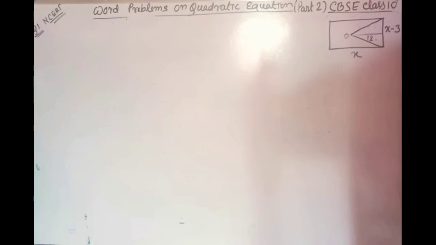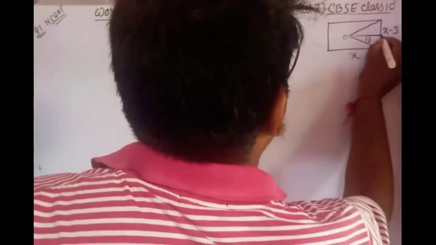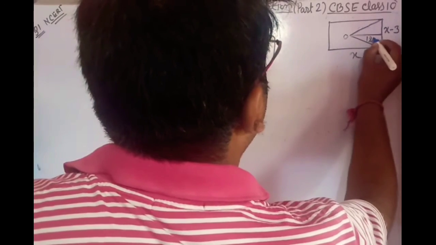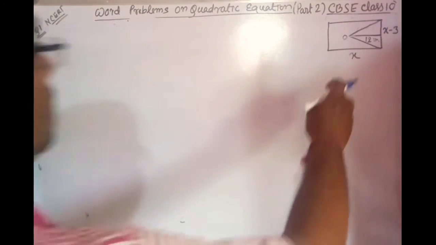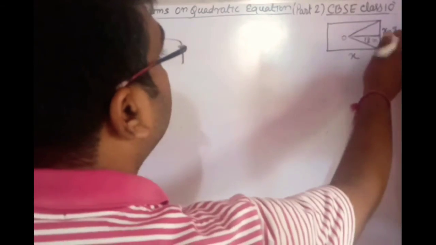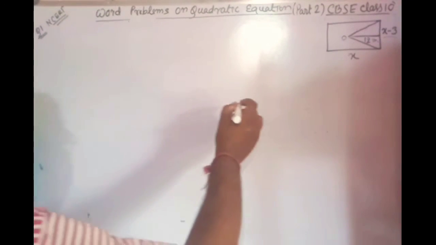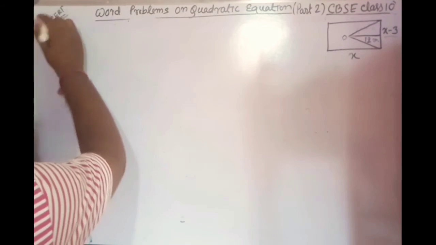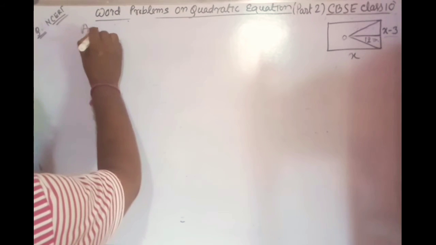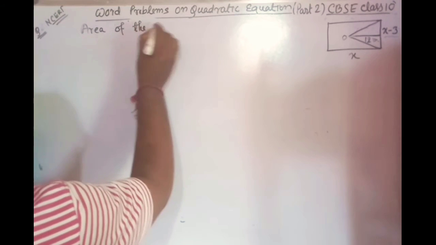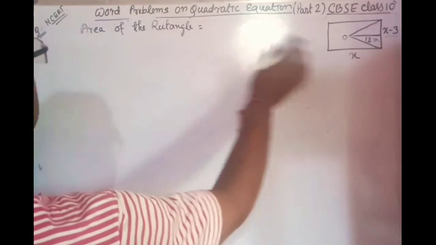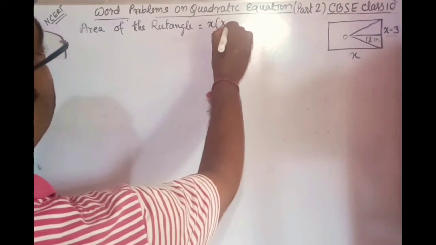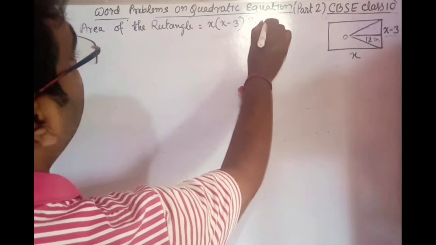To solve this question, I have already drawn a picture here, as you can see. This is the isosceles triangle whose height is 12 meters. Now its one side length is x, so the breadth is x minus 3. So obviously the area of the rectangle, this is question number 2, equals length x, breadth x minus 3, so x into x minus 3 square units.